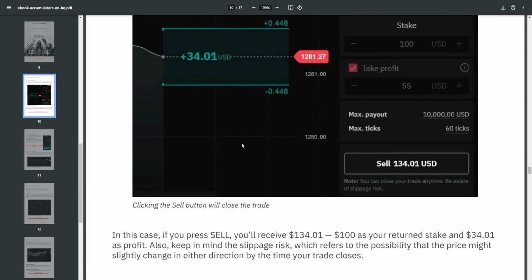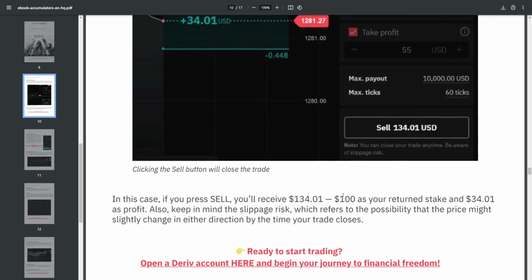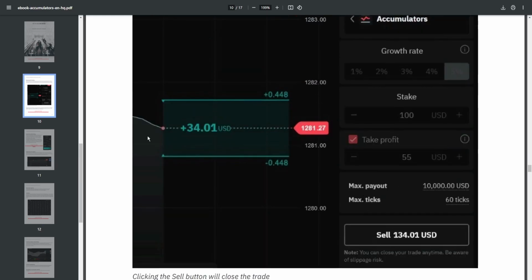Okay, now as you can see here, we have an example. You have the barrier here plus 0.448 and minus 0.448, and this is where the trader closed the accumulator trade, all right? And they made a nice profit of $34.01 from a stake of $100. So once you see that you want to close it at this particular point, just rush to this interface and press sell, and you immediately close your trade, okay?